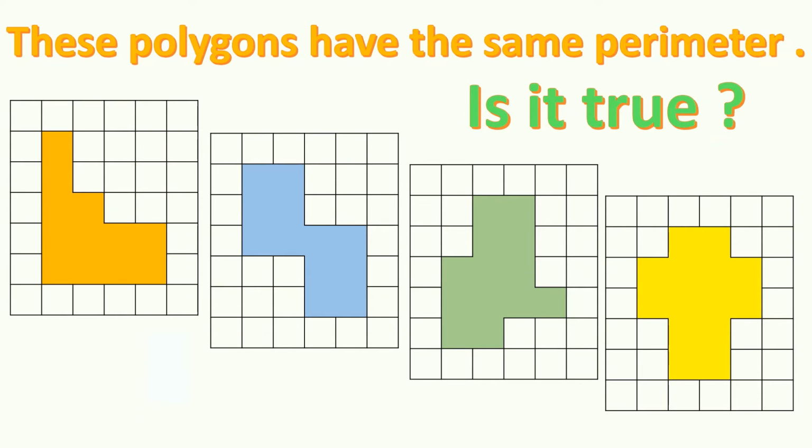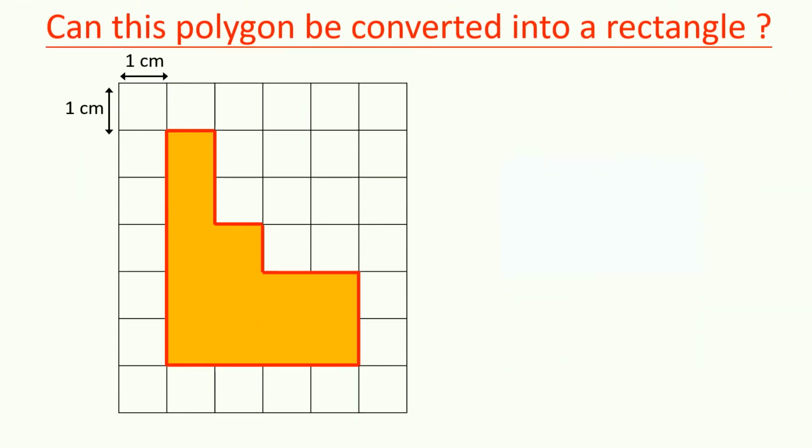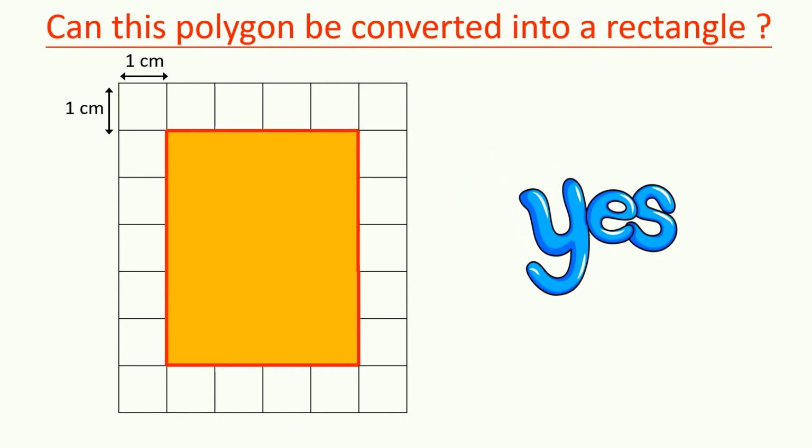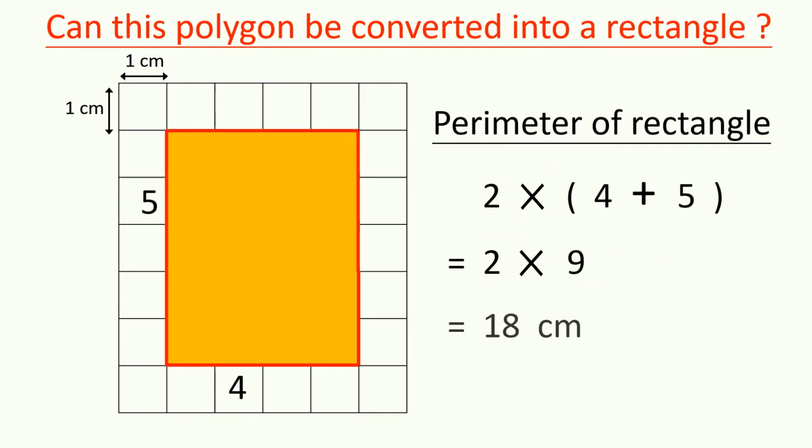These polygons have the same perimeter. Is it true? Let us think it over together. Can this polygon be converted into a rectangle? Yes. Applying the formula, the perimeter of this polygon is 18 centimeters.